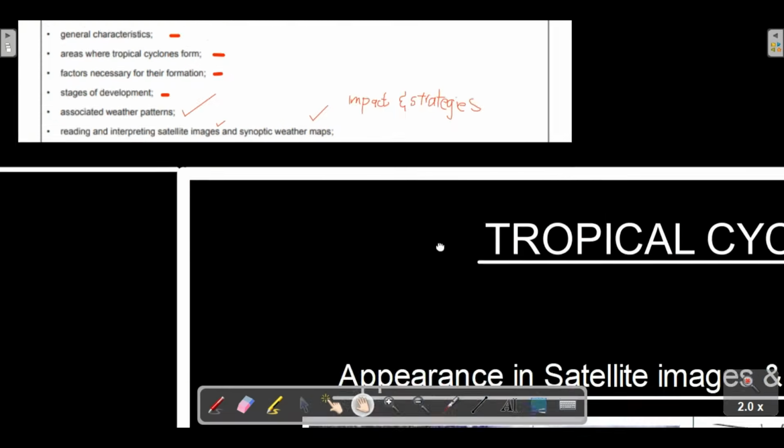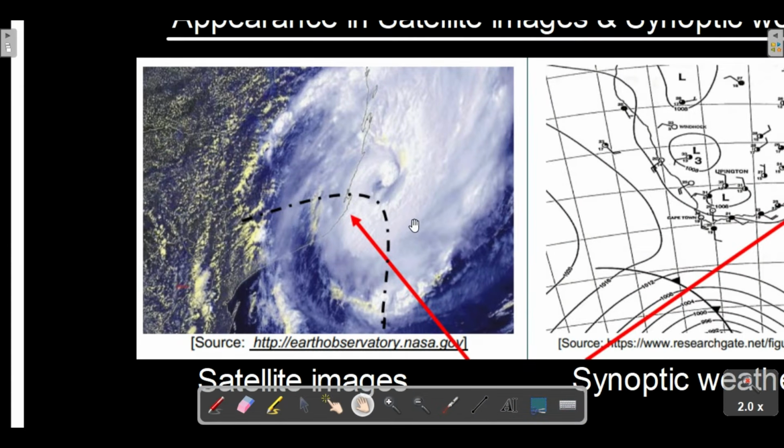Now let's look at this. As you can see, this band of clouds is actually full. Those are our eye walls, right next to the eye, and right over there is the eye. There is a hole at the center of these clouds. Be able to differentiate between a tropical cyclone and a mid-latitude cyclone in satellite images.